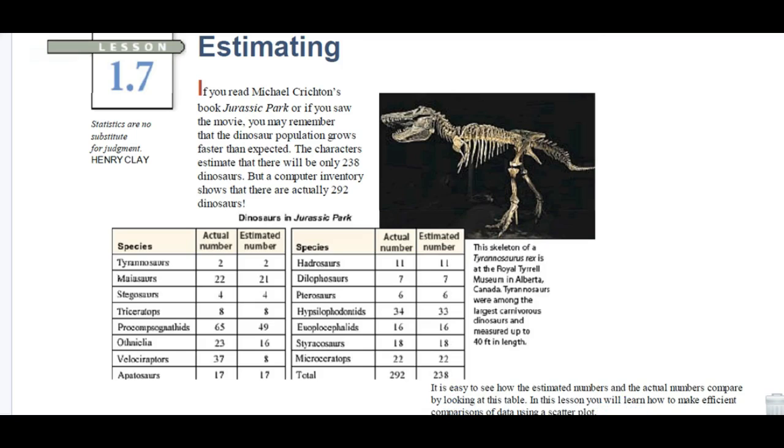In this lesson, you will learn how to make efficient comparisons of data using a scatter plot. That way we can look at this and say, what was our estimated and what was our actual, and look at this with a graph rather than with a table. Sometimes with a table it's easy to compare one dinosaur's actual number to the estimate, but looking at overall how far off they were is a little bit harder to do unless we have a graph.